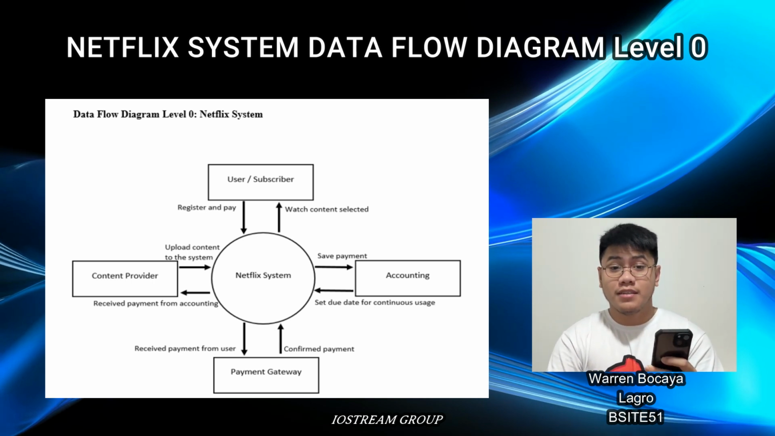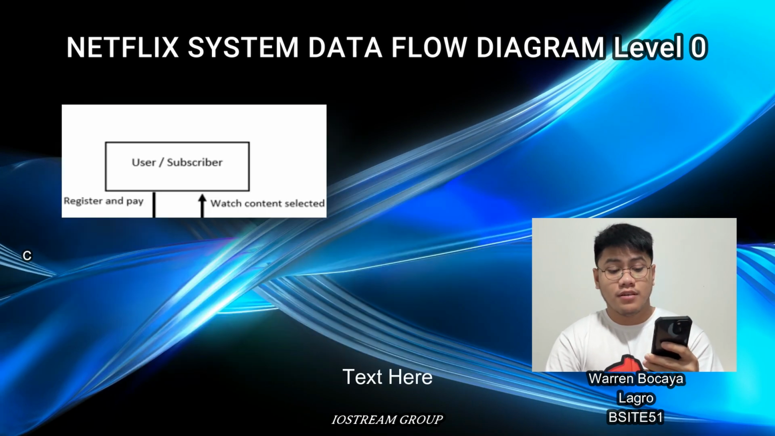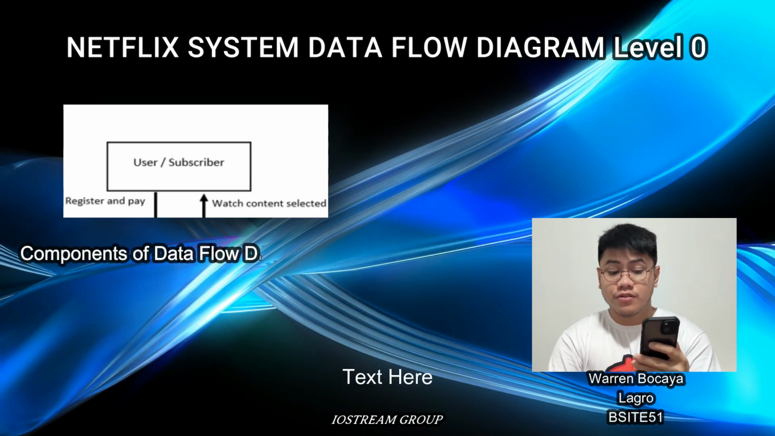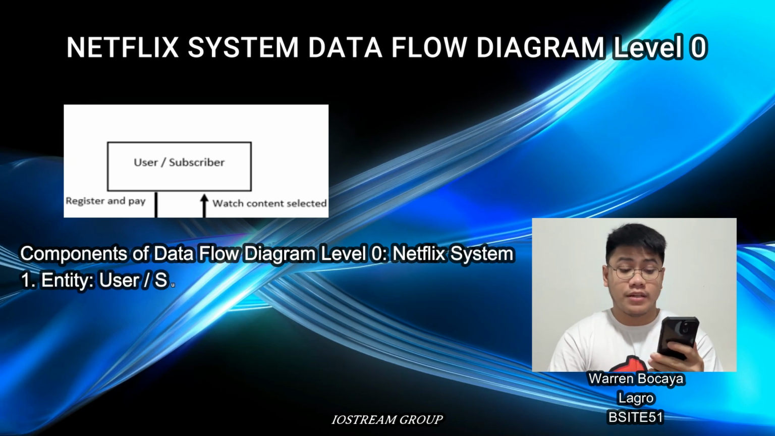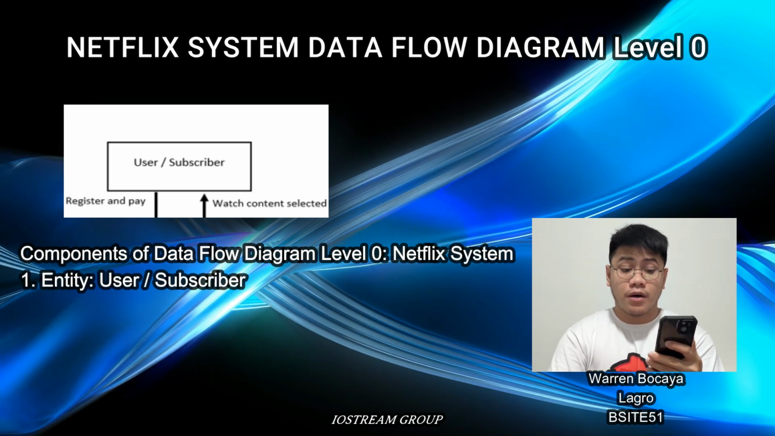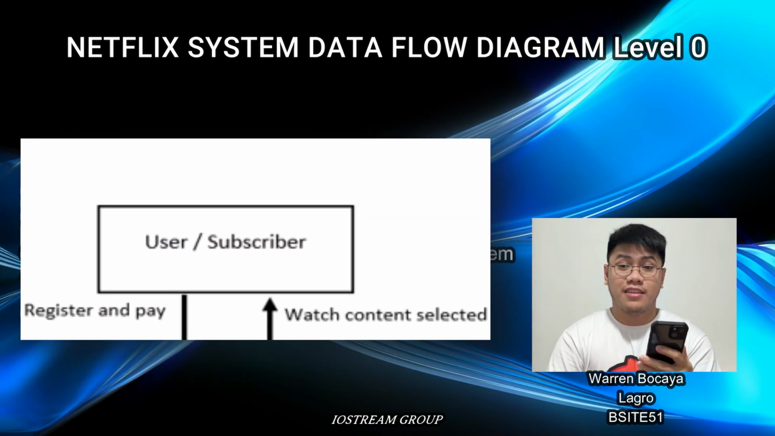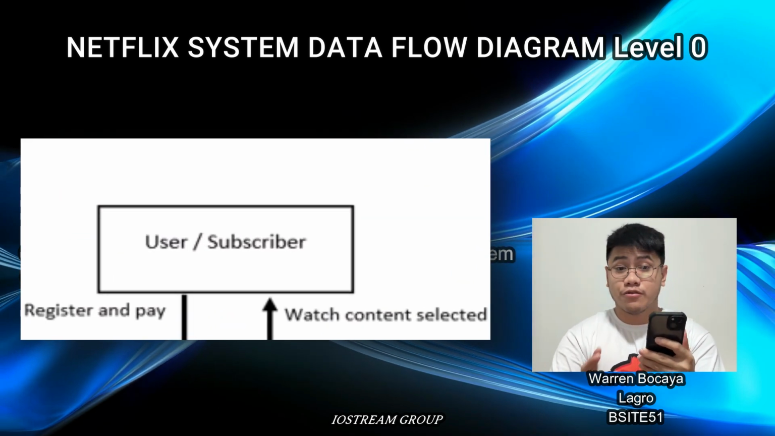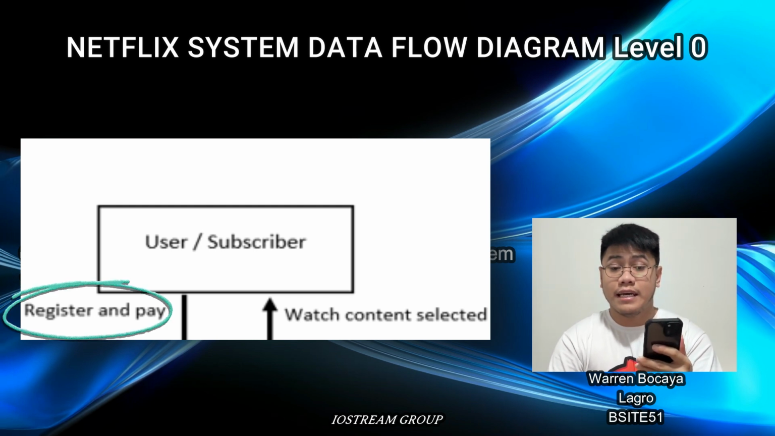The first one is the entity for user or subscriber. The user or subscriber is the primary individual interacting with the Netflix platform. They are responsible for initiating key actions like registering and making payments. There are two processes involved in this entity. The first one is register and pay.